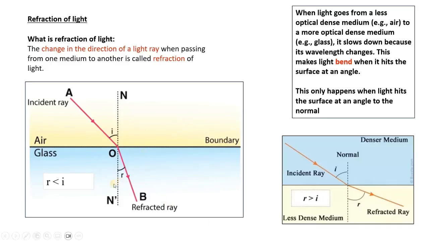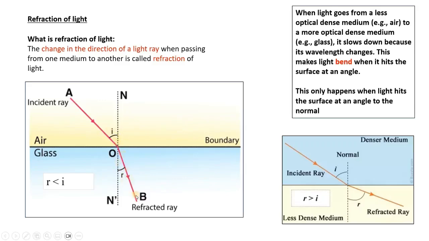When you look at the picture here, this is our incident ray, same as in reflection. But instead of this light beam reflecting off here, remember this surface is not a mirror or a smooth surface. This is just a boundary between two optically dense mediums. The yellow area is air and the blue area is glass. So this incident ray moves from air into the glass.